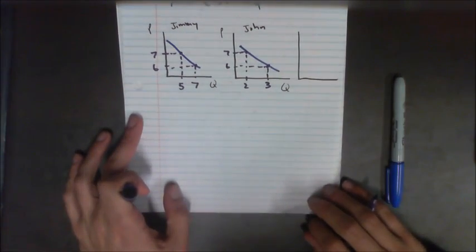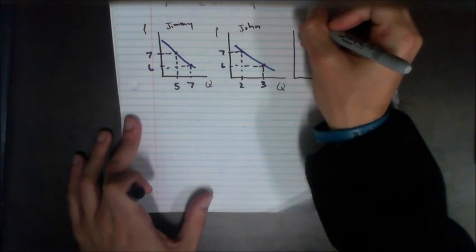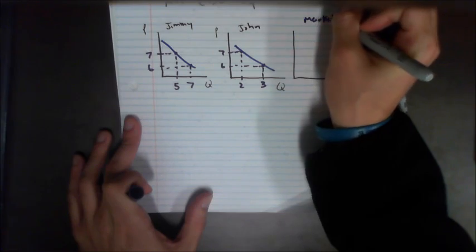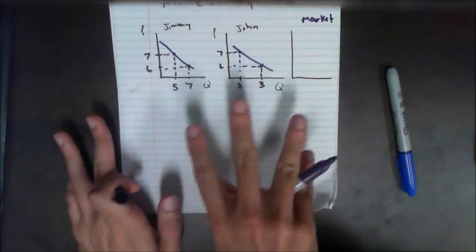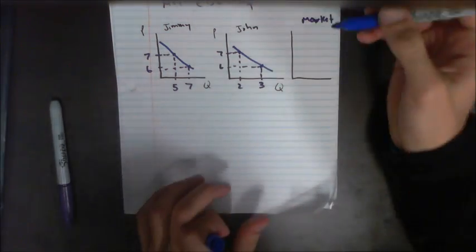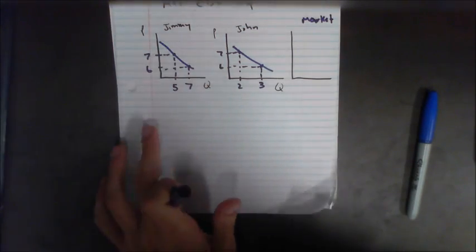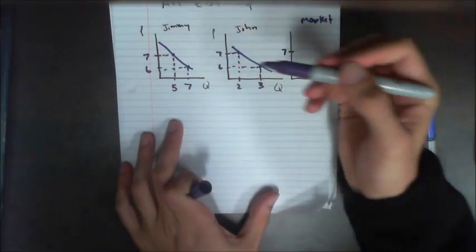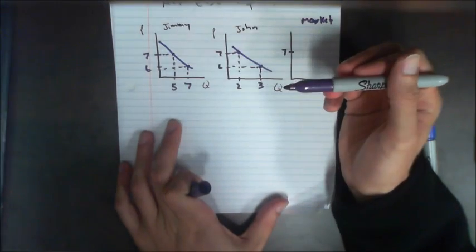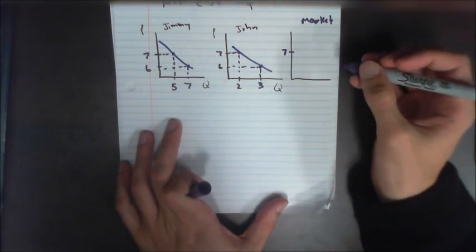Now, what would be the market demand curve? To find the market demand curve for Jimmy and John, and the market demand curve for sandwiches, again assuming these are the only 2 people in this market, all we're going to do is at every price, add up all the quantities for each person. So at a price of $7, Jimmy is willing and able to purchase 5 sandwiches, and John is willing and able to pay for 2 sandwiches.